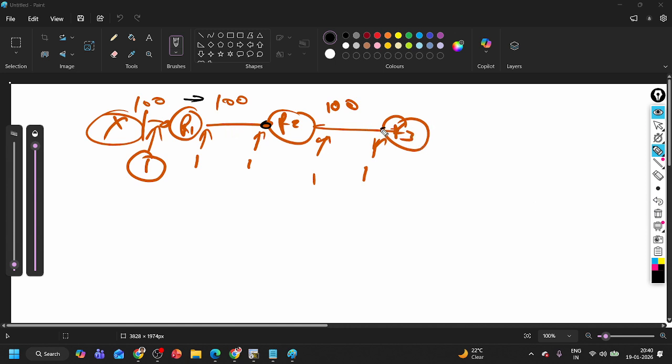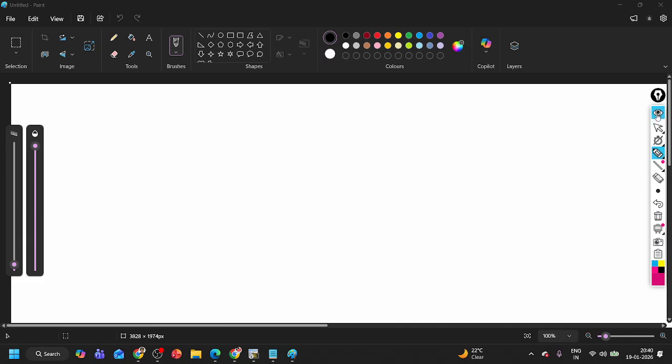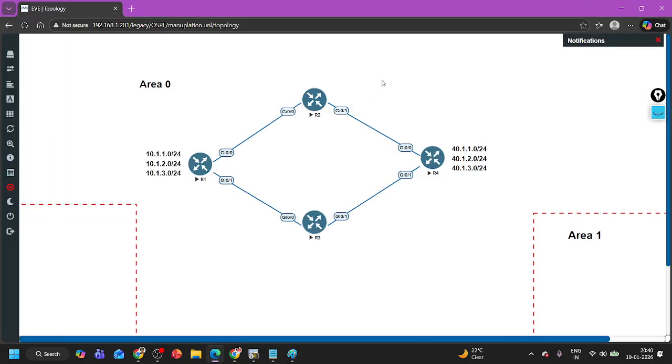R3 will use this link cost, this link cost, and this link cost, these 3 port costs. And if R4 is advertising any prefix, let's say Y, so R1 is going to use this port cost, this port cost, and this port cost, whatever cost is configured there, right? If you have not applied the IP OSPF cost command, then it will calculate using the formula: reference bandwidth divided by the bandwidth of the link.